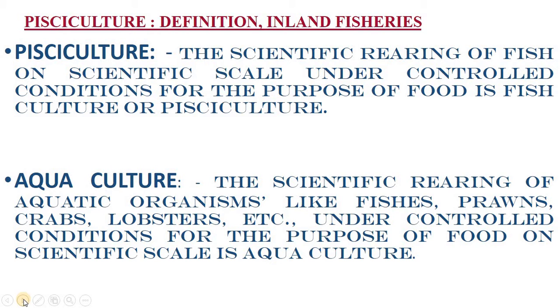The second part is aquaculture, the scientific method of rearing aquatic organisms like fishes, prawns, crabs, lobsters, etc. under controlled conditions for the purpose of food on a scientific scale. Aquaculture means rearing of all the aquatic animals, maybe fishes or prawns or crabs, lobsters, etc. for the purpose of food. Aqua refers to water. Within aquaculture, one division is the rearing of fishes, which is called pisciculture.